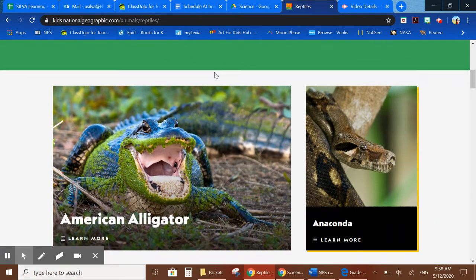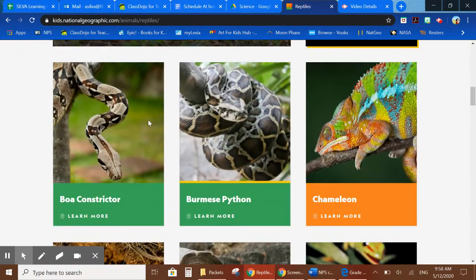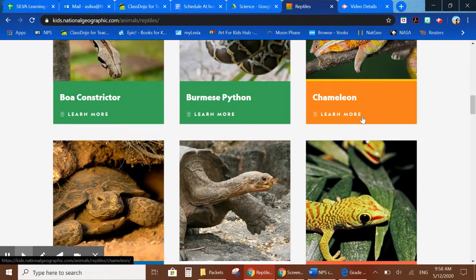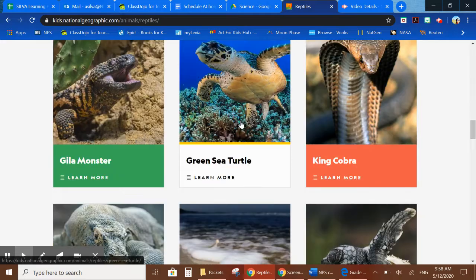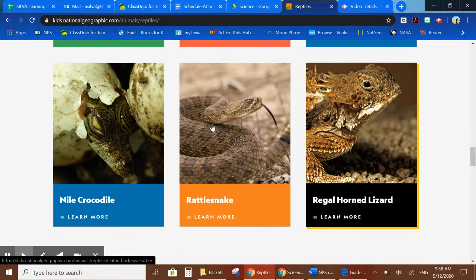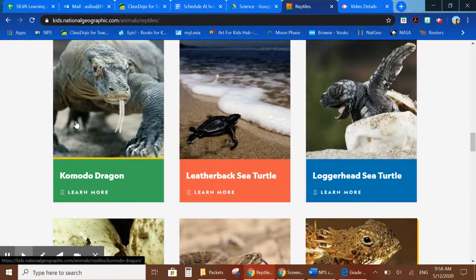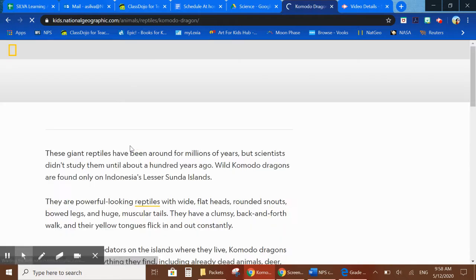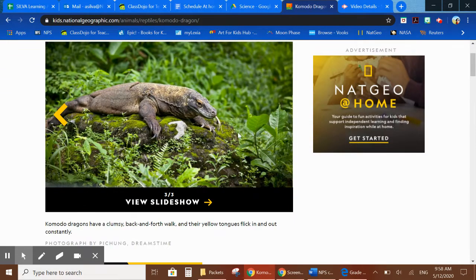So alligators are reptiles, anacondas are reptiles, all kinds of snakes are reptiles. This chameleon is a reptile. Some turtles are reptiles. So as you can see, we have a lot of different types of reptiles. Ooh, the Komodo dragon is a reptile. So if you want to learn more about each animal, you can come in and click and see lots of different types of pictures.